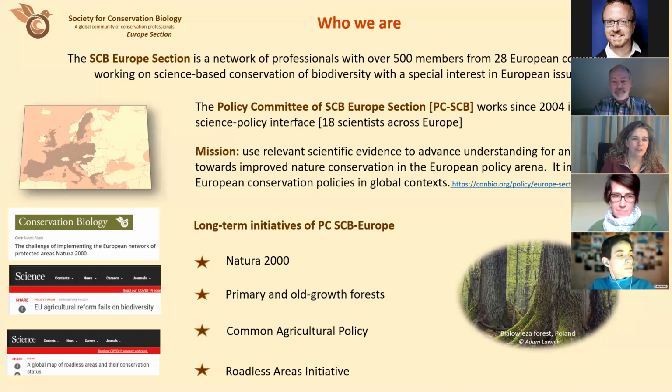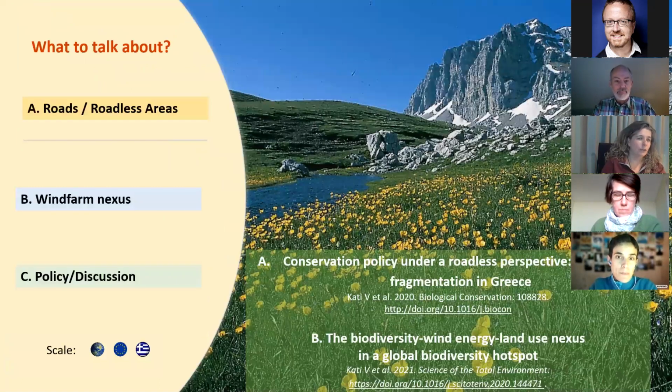So the long-term initiatives of PC Europe, as you can see, are naturally Natura 2000, primary and old growth forest, common agricultural policy, and the roadless areas initiative that we're going to talk about in more detail today. In the first part, I'm going to try to convince you through some scientific evidence of the importance of roads and roadless areas. I'm going to use Greece as an illustrative case, talking about the biodiversity, wind energy, land use nexus, because it's really related to the roadless areas and road problem. Afterwards, we're going to try all together to discuss the tools available in the European Commission and the European Union legislation to integrate these aspects in the policy arena.